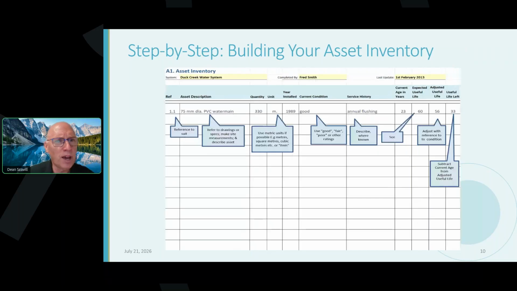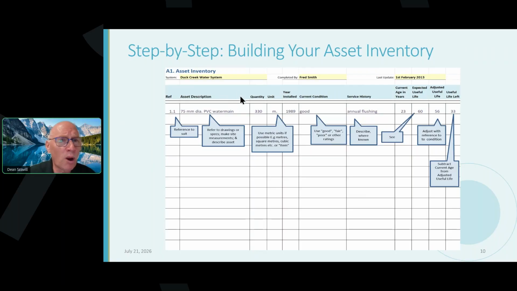And here you have a reference number, they just went with 1.1 here. The asset description, this looks like the water main. So it's a 3-inch or 75 millimeter diameter PVC water main. How long is this thing? From my records or my knowledge, it's about 330 meters, because we've got units. Most of us in today's world use the metric system. If you're one of those folks that still likes imperial, then put this in feet. Year installed, 1989. And again, this is just a fictitious component, our asset.